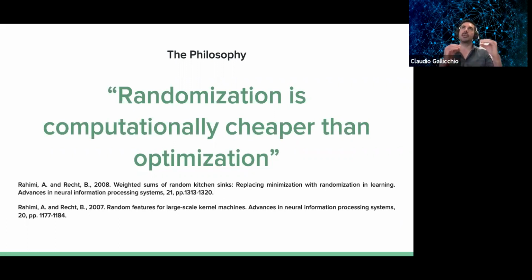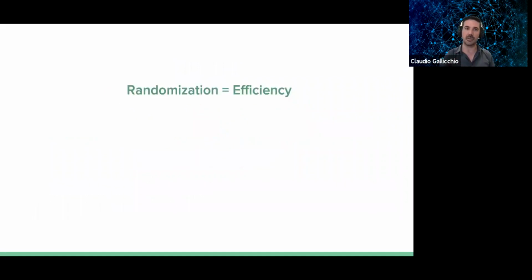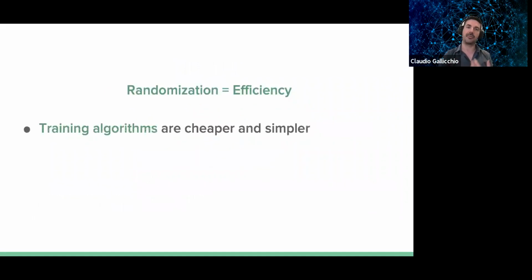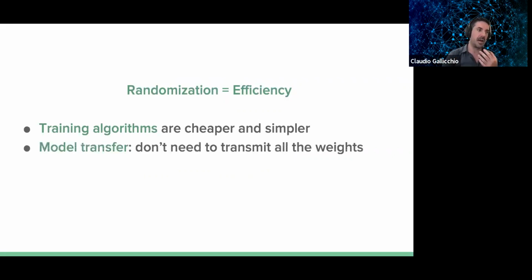And there are a number of studies in literature where researchers are trying to see what happens if, instead of training all the layers in your system, like for example in a deep convolutional neural network, some filters can be randomized under specific properties, or some layers entirely can be randomized. And randomization becomes efficiency from several perspectives, at least these ones that I'm going to mention. Training algorithms are cheaper and simpler, of course, because you skip learning at least partially. And we're going to see something more in detail in a few slides.